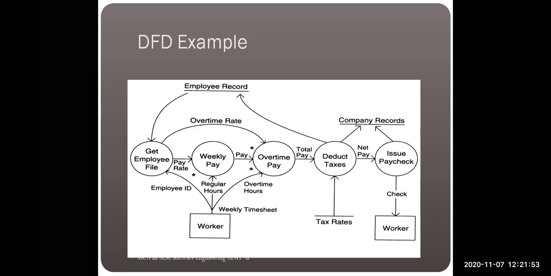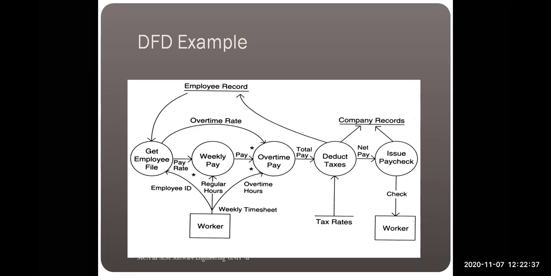Here you observe weekly payment is done here. So we will get a weekly timesheet for the worker. So for the week, how many hours he has been working and what are the pay rates, everything. The basic output of this DFD diagram is to give the check to the particular worker, which will be stored in the same rectangle shape worker, which is represented as a worker here. Issue the paycheck.